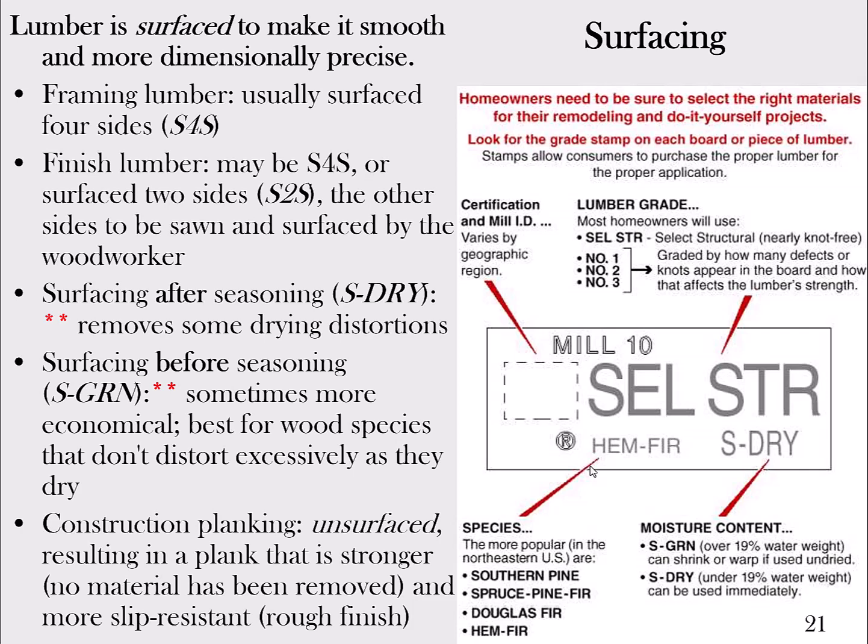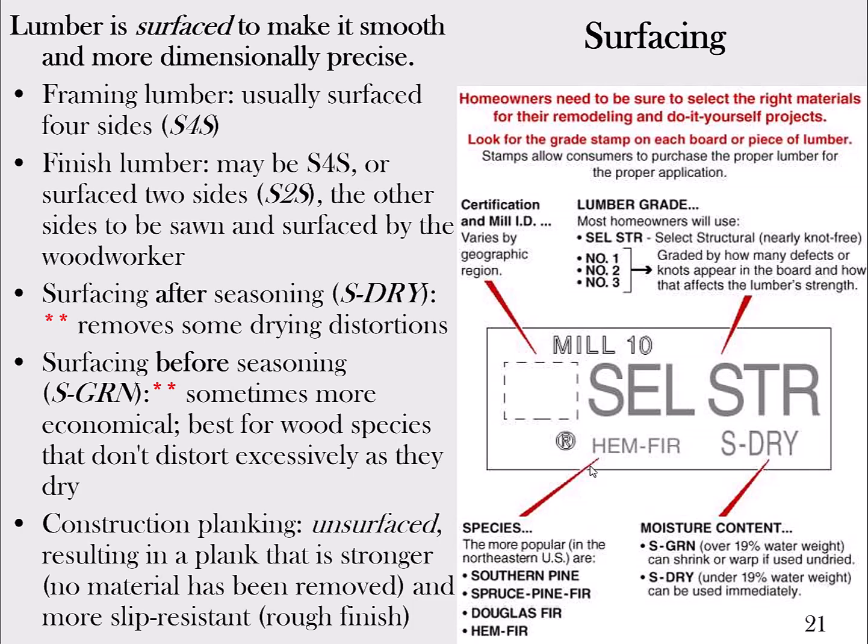Surfacing before seasoning is maybe economical, might be good for certain species that don't distort much, but generally they do. So it's less likely and less common to surface it while it's green. But if you saw S-green on the lumber stamp, that tells you it was surfaced while it was still green. And so you might be finding dimensionally unstable lumber that might need to be planed depending on what you need to use it for.